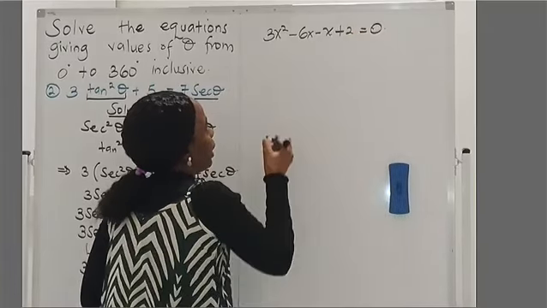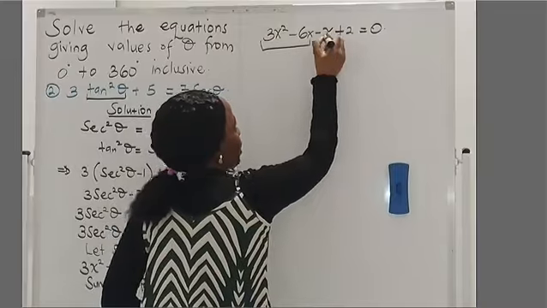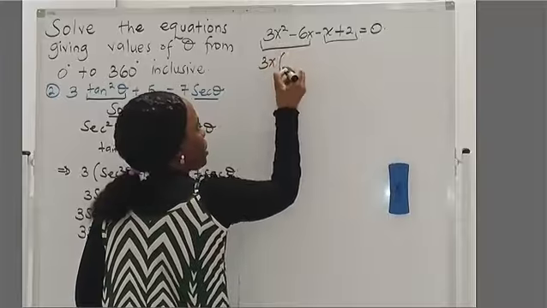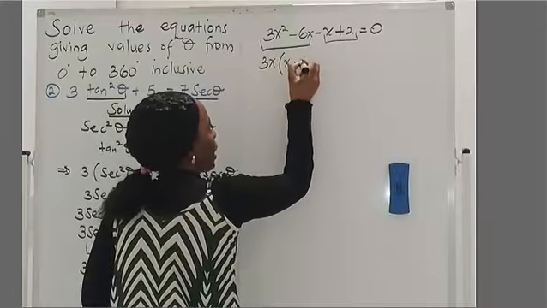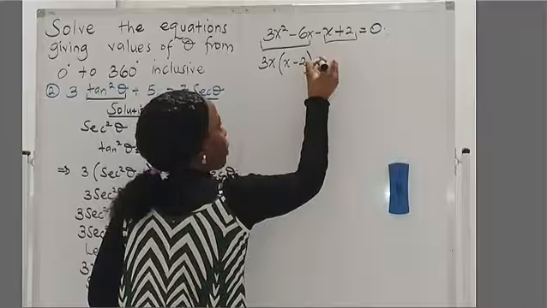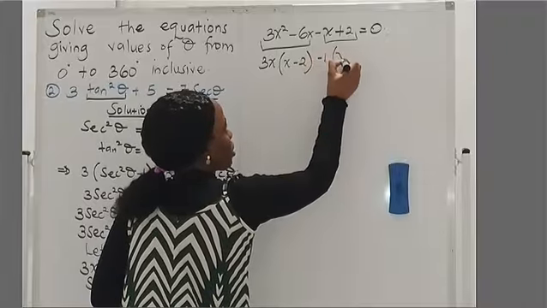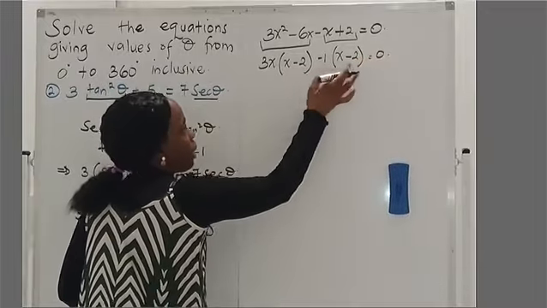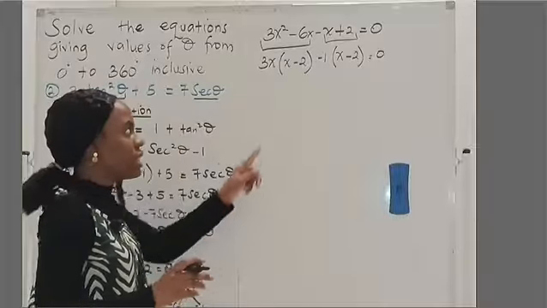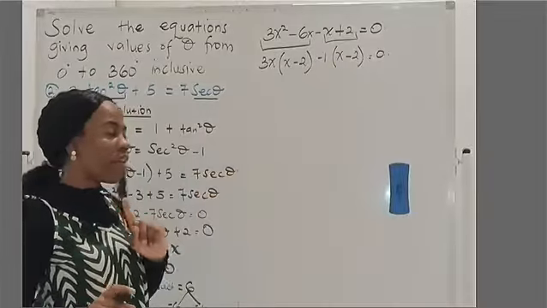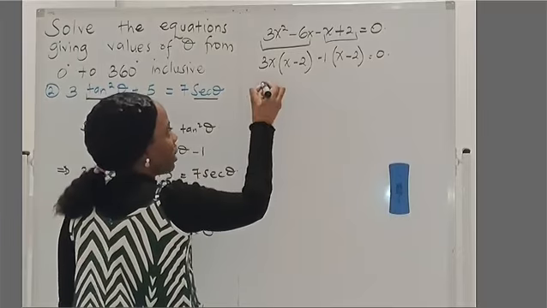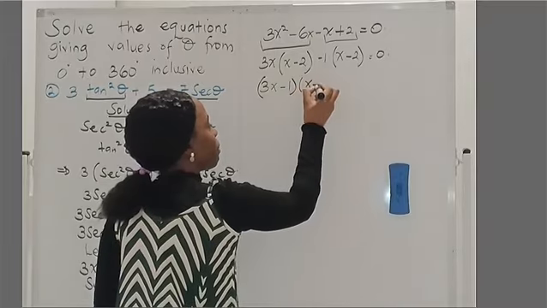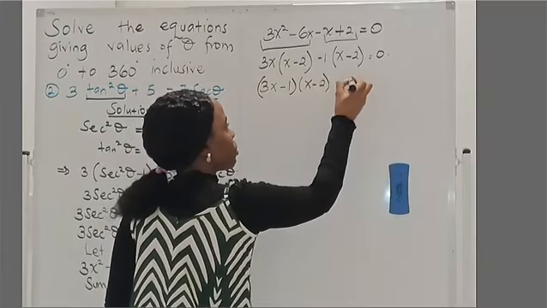Okay, now let us group them. What is common in the first group? It is 3x. So I put it out. I remain with x minus 2. In the second group, we have -1 common. So you have x minus 2 inside the bracket. Now, in most cases, whenever I realize that these brackets are the same, you're on the right track. So I have 3x minus 1 into x minus 2. This is equal to 0.